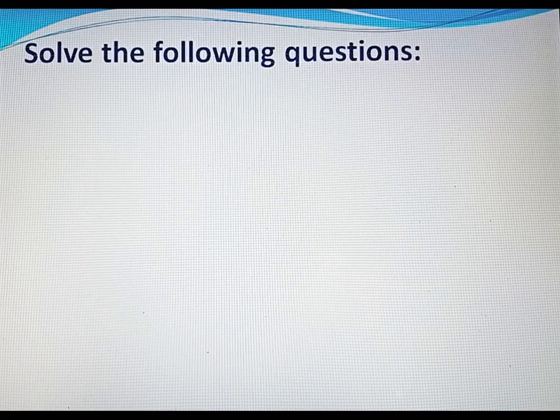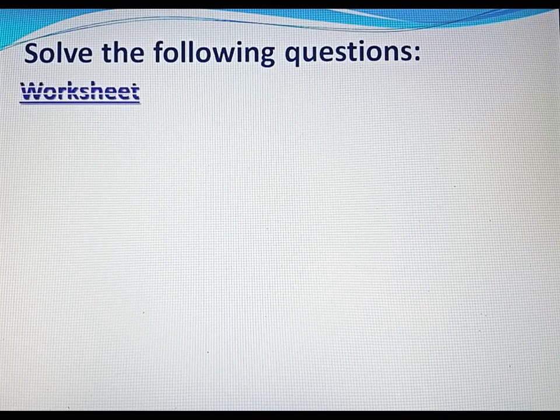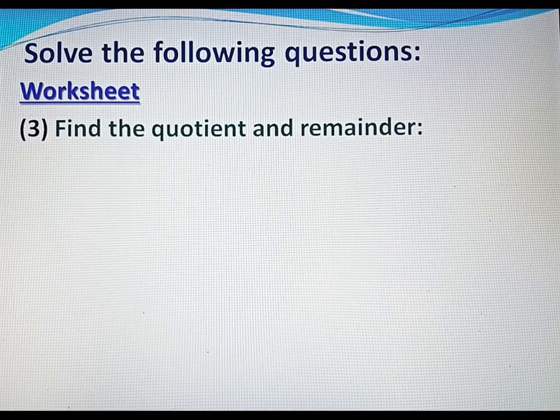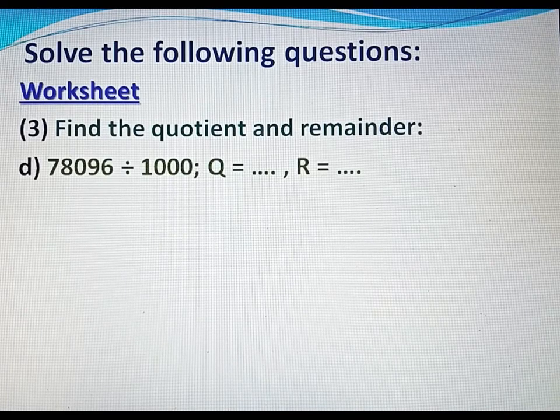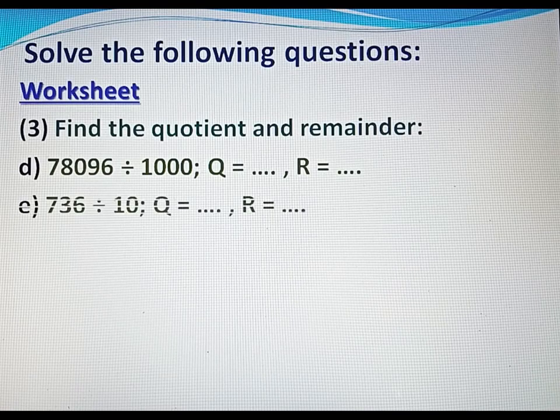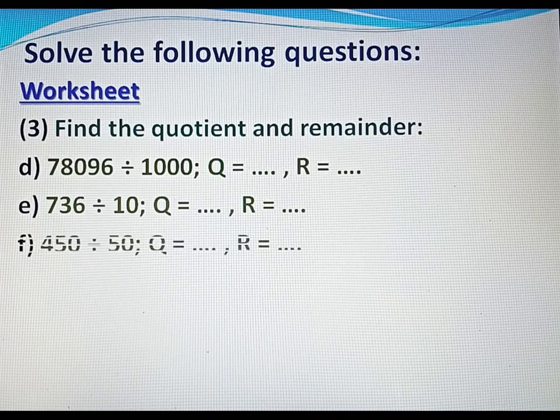Now solve the following questions assigned as homework. Worksheet question number 3. Find the quotient and remainder. D part, 78,096 divide 1000. Quotient equals dash, remainder equals dash. E part, 736 divide 10. Quotient equals dash, remainder equals dash. F part, 450 divide 50. Quotient equals dash, remainder equals dash.